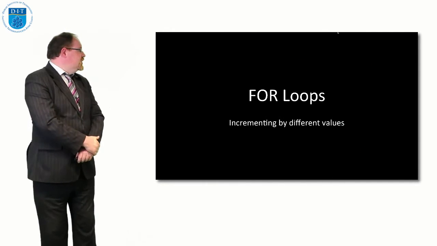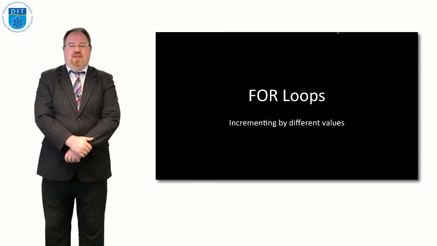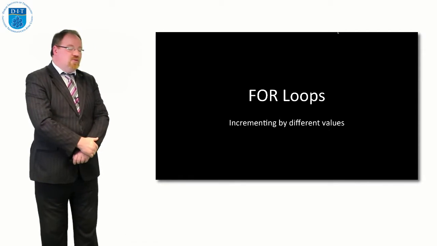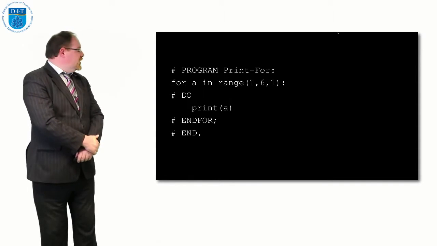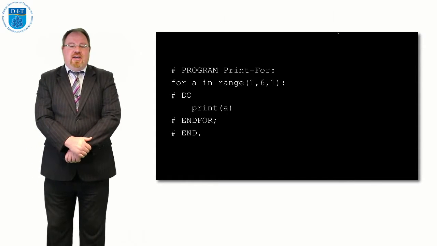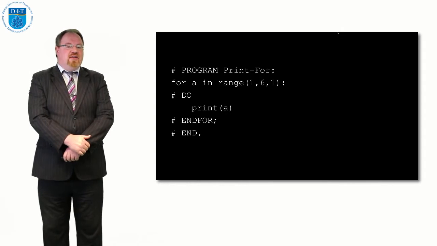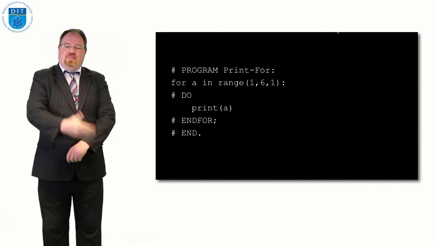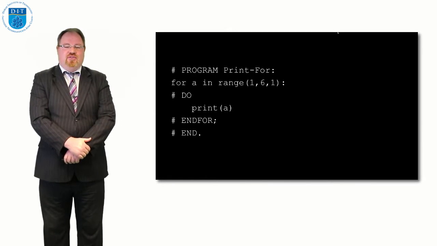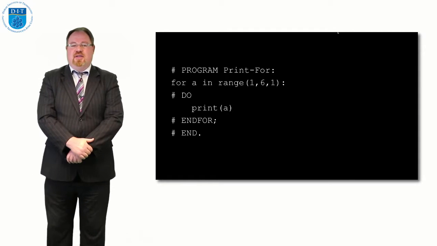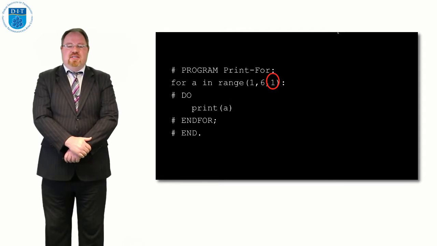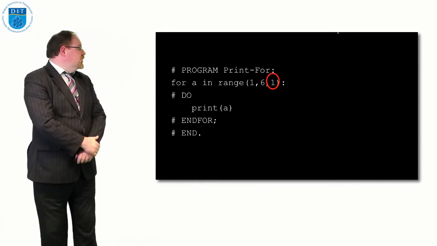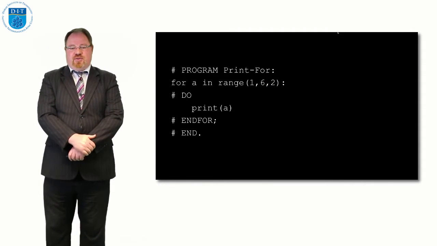A slightly different way of looking at things is that the for loop allows you to increment not simply by 1 but by any value at all. So if we look at our code again, if we said for a in the range 1 to 6 and increment by 1, what that means is add 1 onto the number 1 each time, which it does by default anyway. So that 1 there, all it's doing is saying do what you normally do, but we can change that 1 to a different number.